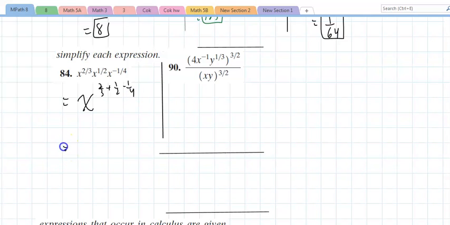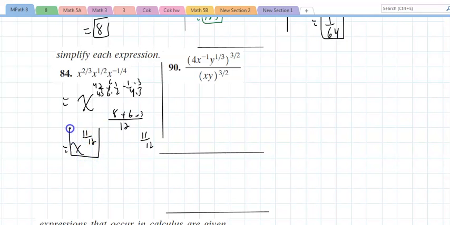So this problem is a matter of how quickly can you add those fractions. The LCD is 12. Multiply by 4 top and bottom, that's 8. Multiply by 6 top and bottom, that's 6. Multiply by 3 top and bottom, there it is. And that is 14. 14 minus 3 is 11 over 12.